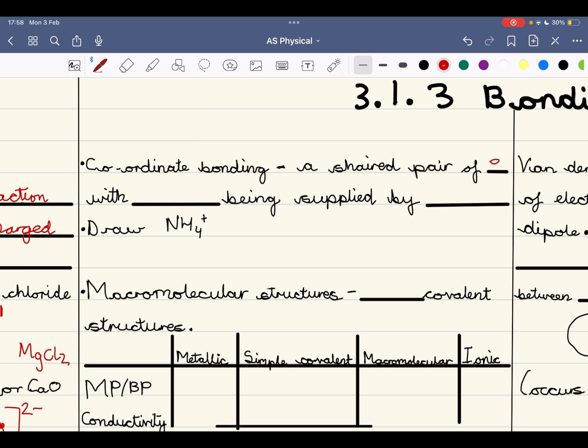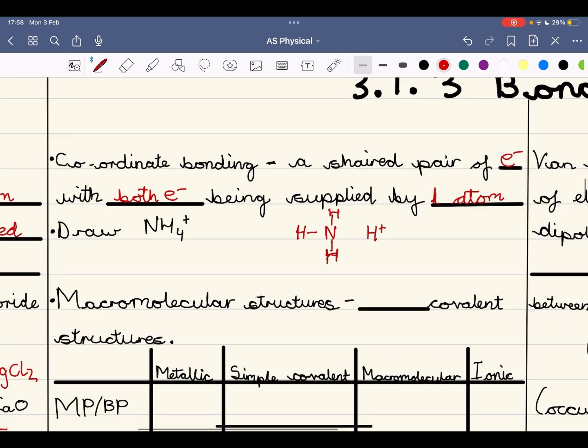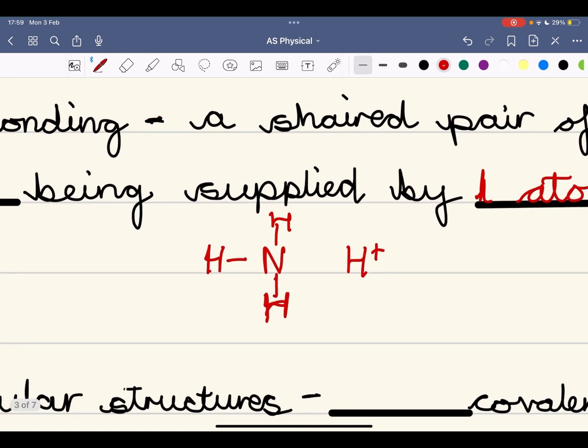Coordinate bonding is a shared pair of electrons with both electrons being supplied by one atom. So if we were to draw NH4, we would draw the N, and well, we have ammonia, and then we have H+, which has 0 electrons, right? And nitrogen has a lone pair. So what happens is that this lone pair donates both of its electrons to the H+.